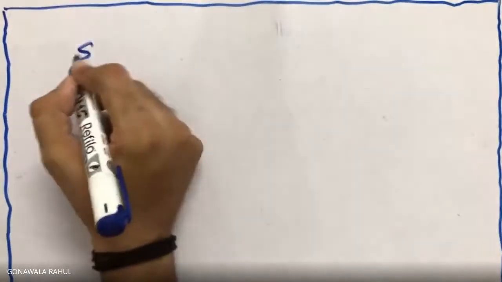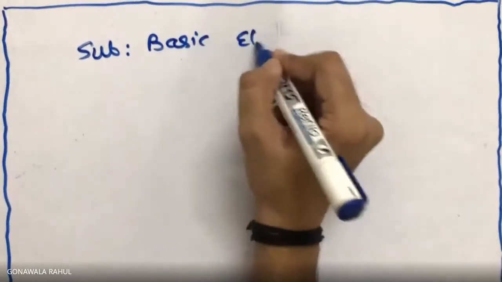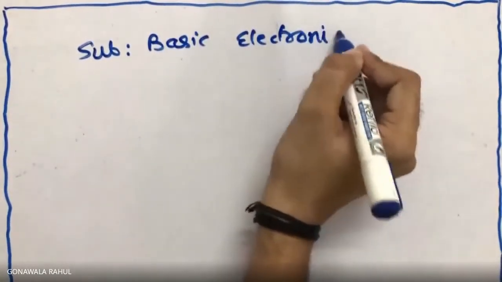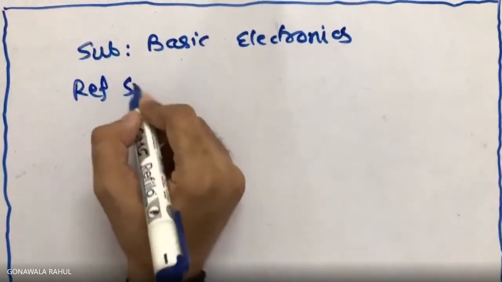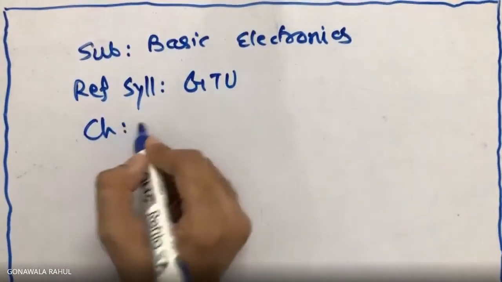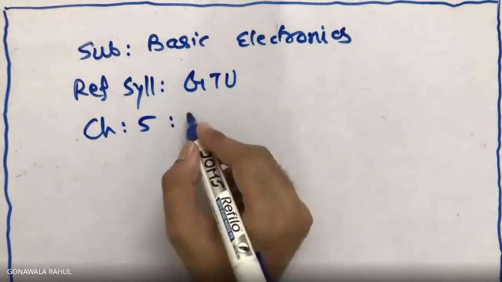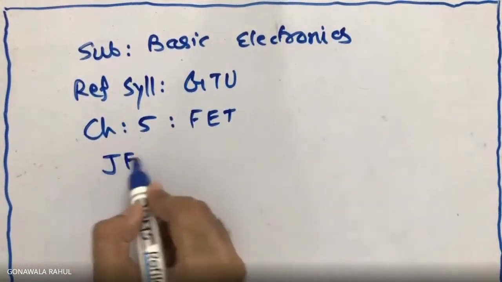So moving ahead today, as we know, our subject is basic electronics, reference syllabus GTU, chapter number 5, that is FET and its biasing. And in that, we are going to start now JFET characteristics.